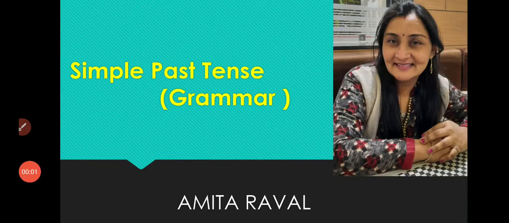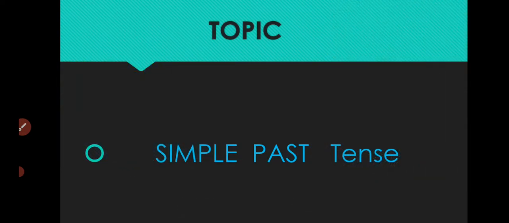Hello students, in today's video I am going to explain simple past tense. Now the question comes to mind: when should simple past tense be used? We use simple past to talk about things that happened in the past at a specific time. So for that purpose we use simple past tense.